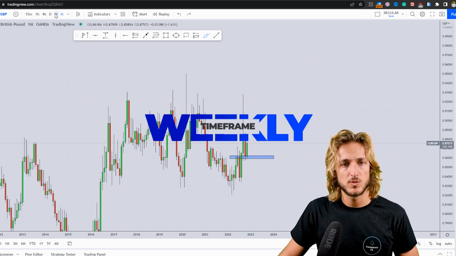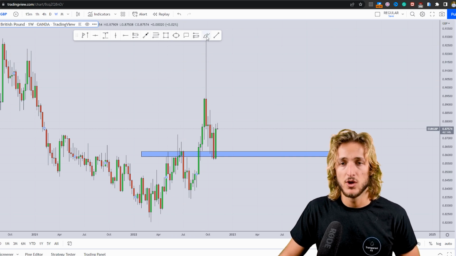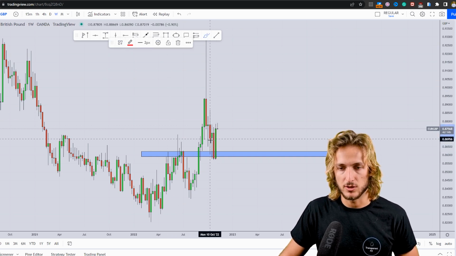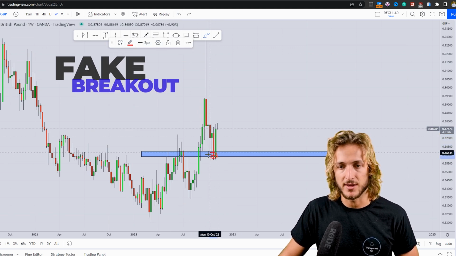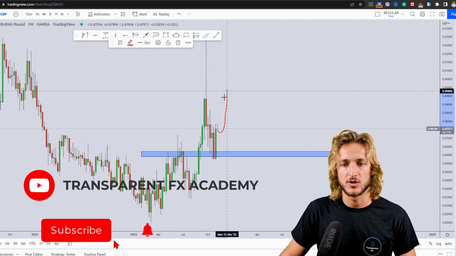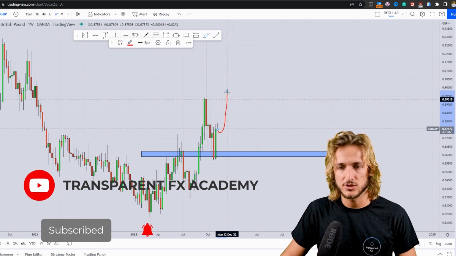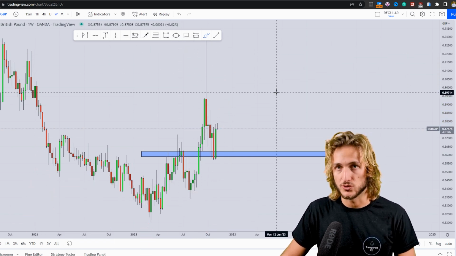Now, if we go and see what we have when it comes to the weekly time frame, we can notice how last week we had a massive rejection. The market closed below the zone, now closed back above, confirming this move to the downside as a fake breakout. So in a situation like this, we could expect the market to provide a bit of bearish price action, but just for a retracement, and then longer term bullish continuation.